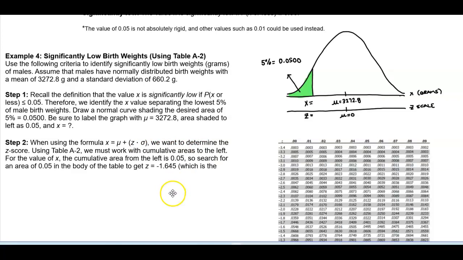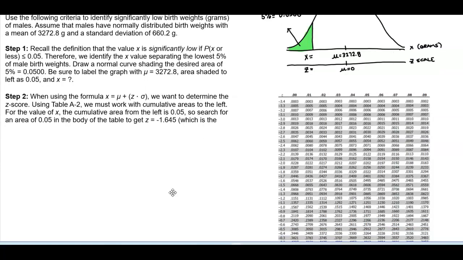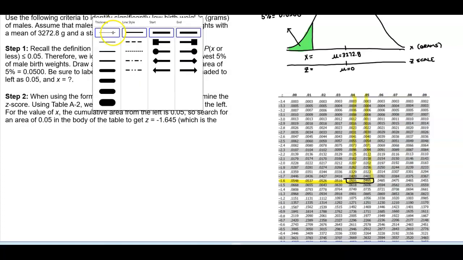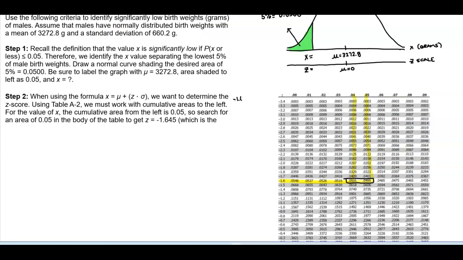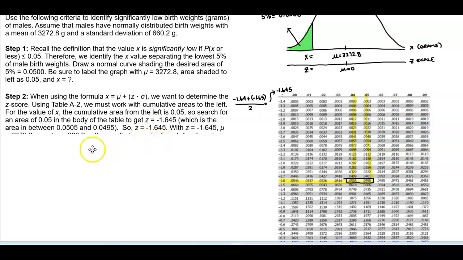So in table A-2, we must work with cumulative areas to the left for the value of X. The cumulative area from the left is 0.05. So if we search for that on our table here, we're going to see that these two areas have 0.05 in between them. So what we do is take the average of those two z-scores. We take the average of negative 1.64 plus negative 1.65 and divide that by 2, and that gives us negative 1.645. And therefore this is our z-score, which is the value in between those two. So over here we get negative 1.645.